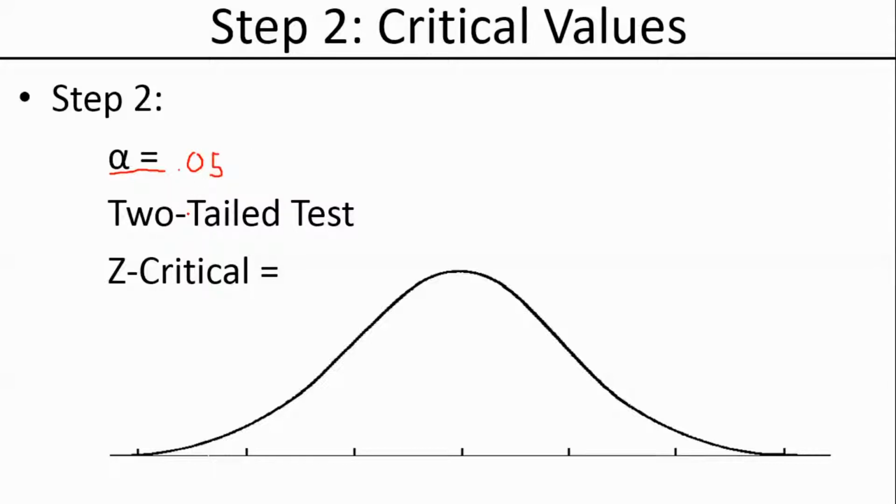Now, to figure out what our critical value is, we need to know whether we're doing a one or two-tailed test. In this case, we're doing a two-tailed test because we're not looking for a directional hypothesis. We're not saying whether it's going to increase or decrease scores. We're just asking, does it have an impact? Another thing we need to know is we need to figure out our z critical. Now, how we do this is we need to go to our unit normal table. So let's take a second and pop over to our unit normal table.